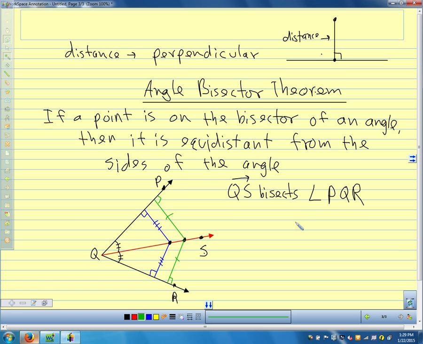And that makes sense. Bisect means it's halfway between the sides of the angle. So the point has to be right in the middle of the angle. And that's how we do our construction for our angle bisector.